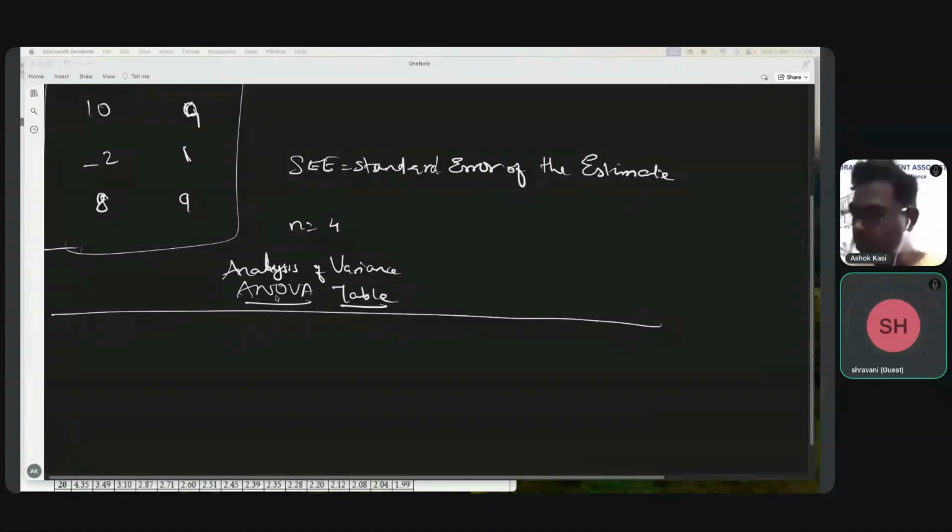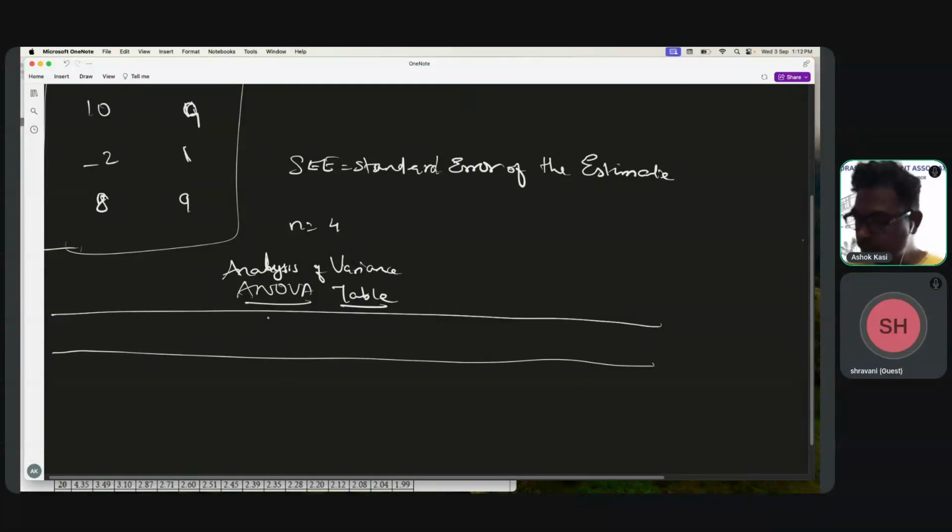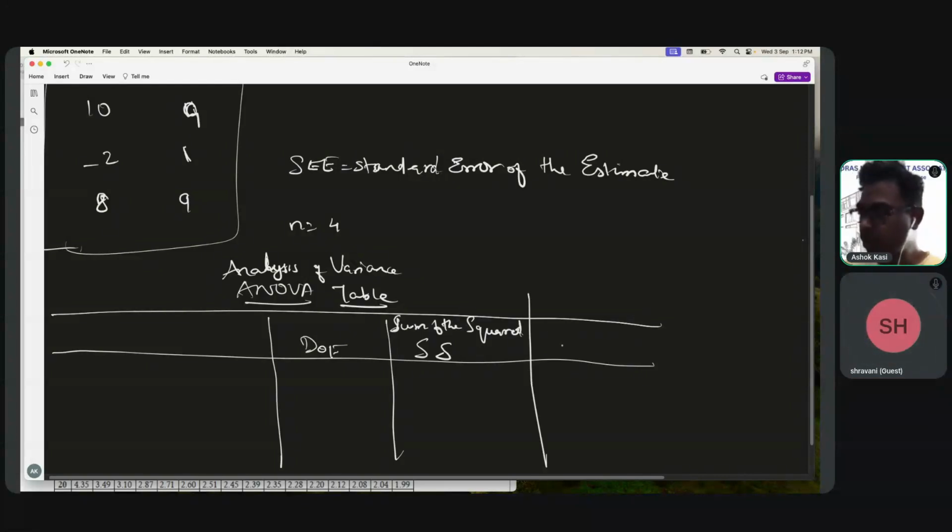Yeah, so the ANOVA table, that is analysis of variance. Now in this table, we have to calculate degree of freedom, then sum of the squared, then MS, the mean sum of the squared, then F test.